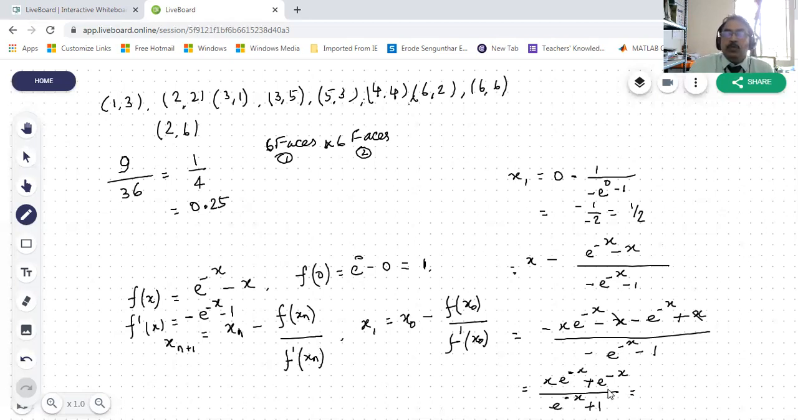So e power minus x into x plus 1, divided by e power minus x minus 1. Right. That is f of 1. F of 1 is 1 by 2. F of 0 is not.